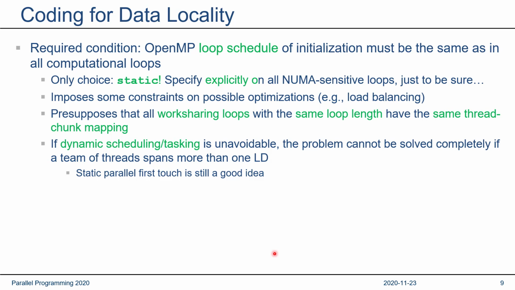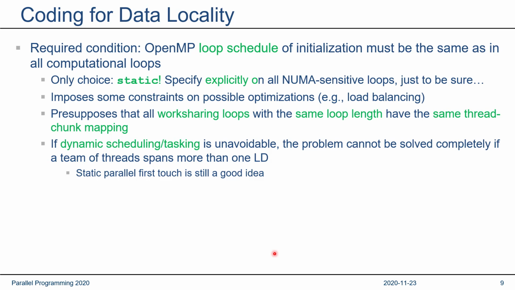All right, so here's a little additional information. The required condition for this parallel placement to work is that the loop schedule of the initialization loop must be the same as in all computational loops. And of course, this also pertains to the length of the loop. If the lengths are different, then there's no guarantee you will get the same assignment of iterations to threads.